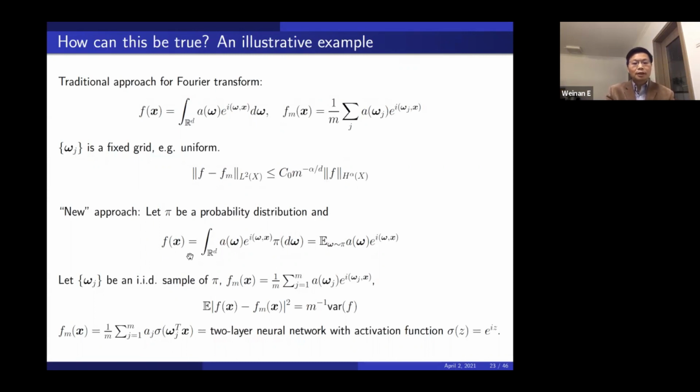Suppose our function admits this representation. The only difference between the Fourier representation and this representation is that d omega is replaced by pi of d omega, where pi is a probability distribution, whereas d omega cannot be normalized. So in this representation, the function becomes an expectation, so we can do Monte Carlo. And in the Monte Carlo approximation, the error does not suffer from the curse of dimensionality. That's one thing. The second thing is that this approximation is nothing but a 2-layer neural network. As a matter of fact, we can write this as a_j, and then define this function sigma, like so, and then this expression becomes this expression. And this expression is nothing but a two-layer neural network.